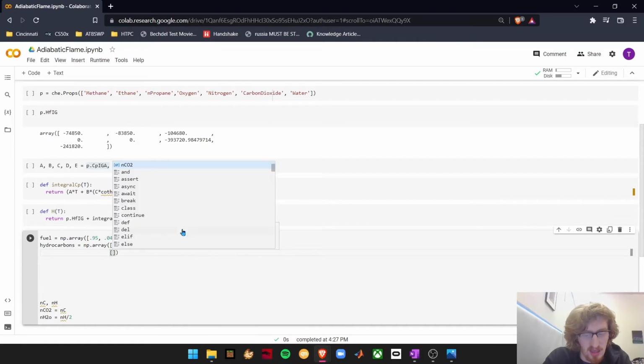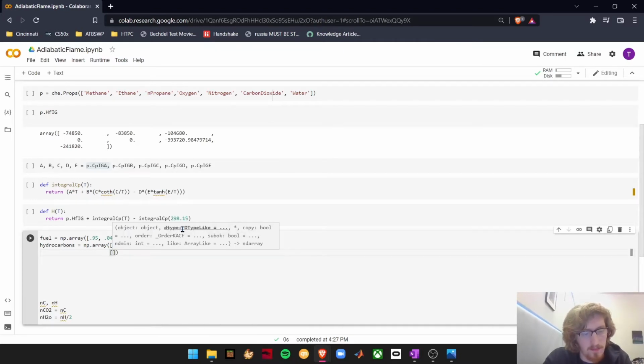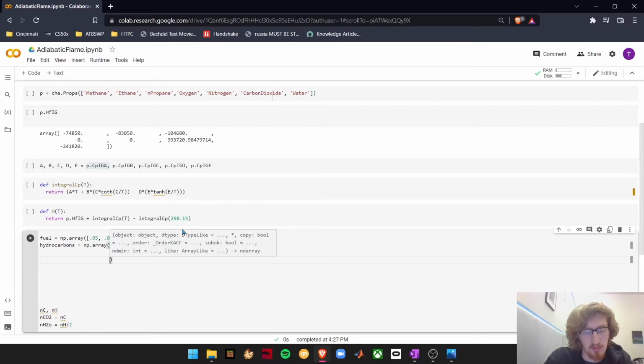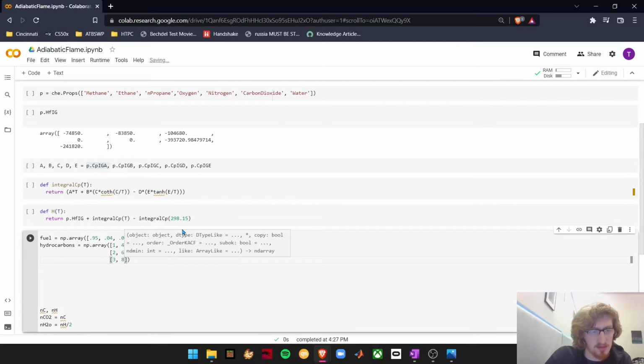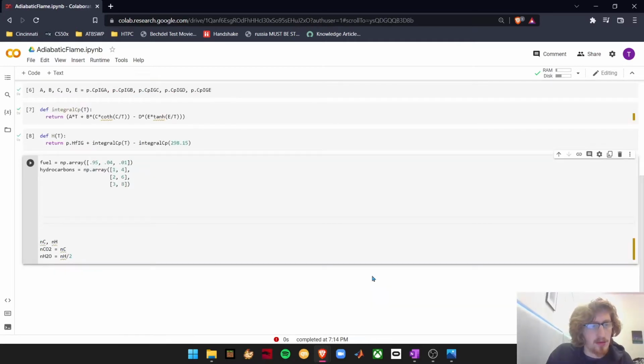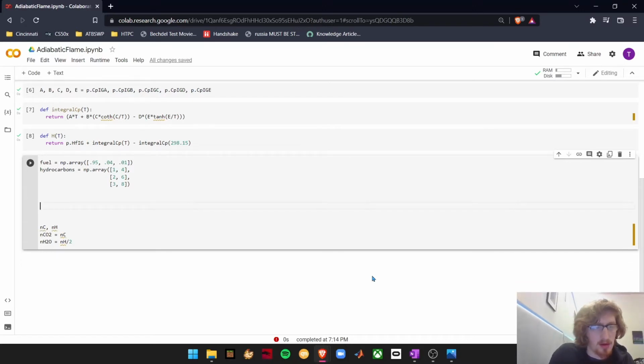And then here we're going to have ethane, which is C2H6. And then we'll have propane, which is C3H8. So from here, we just need to multiply our fuel array and our hydrocarbon array, and that will give us the number of moles of our carbon and hydrogen. And actually, we will move this up a bit. Also, I did forget a set of brackets here. My bad. There we go.